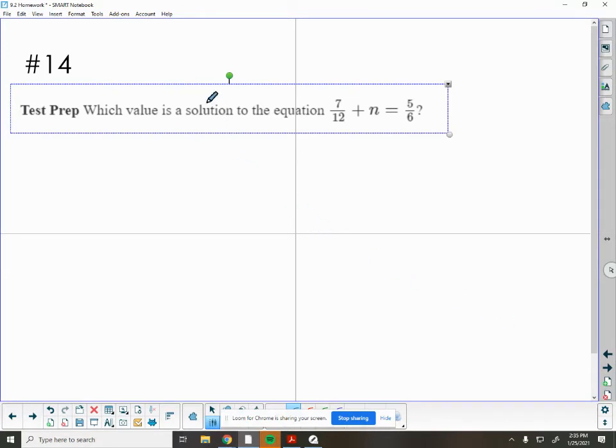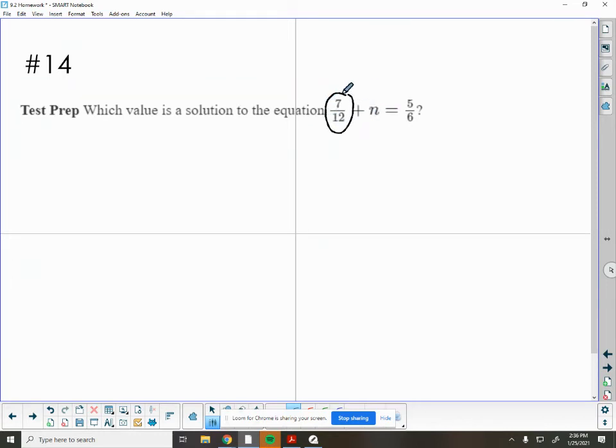Number 14 asks us to find the solution for n. So we have 7/12 plus n equals 5/6. So we want to get n by itself. So we've got to remove this 7/12 from both sides. Since there's nothing in front of it, that means it's positive. So we're going to take away 7/12, which cancels it out on this side. And then we also want to take away 7/12 on this side.